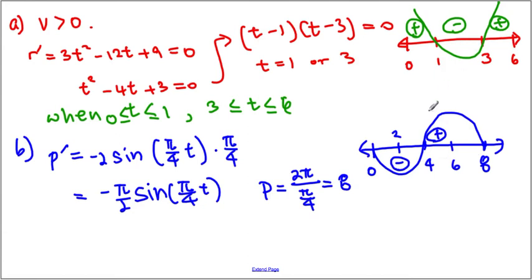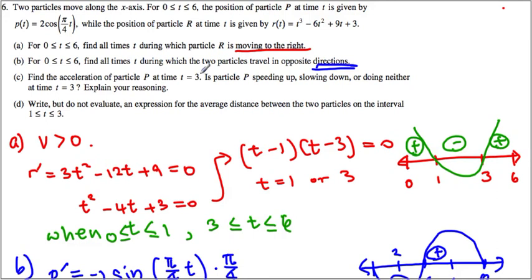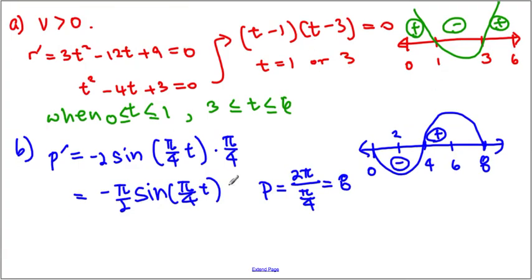Then if I put these two things together, transposing one on top of the other, to see when they're traveling in opposite directions, let's look at it. From 0 through 1, while r is going positive, this one is going negative. So we are looking at 0 through 1 as one interval.